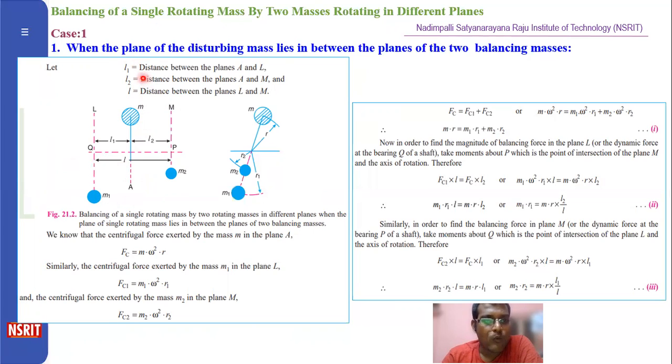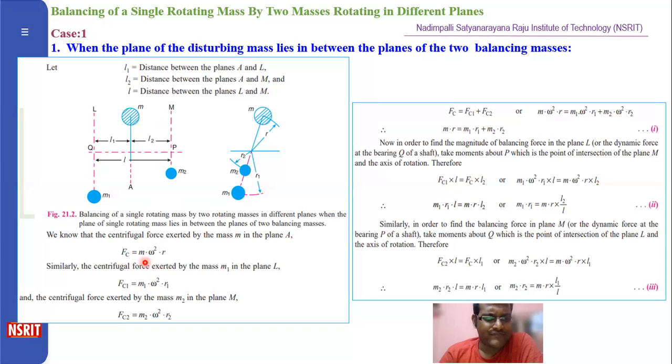Where L1 is the distance between the planes A and L. Here we have three planes: L, M, and this is the plane A. So L1 is the distance between planes A and L, and L2 is the distance between the planes A and M. And L is the distance between planes L and M, that is the outer layer.